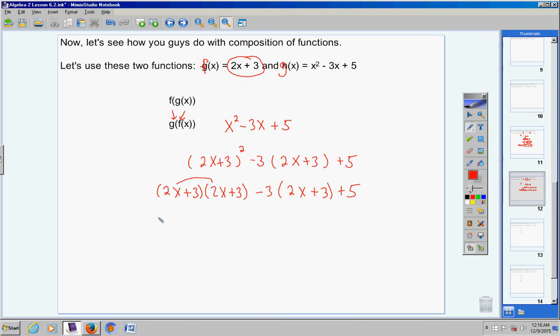2x times 2x, 4x squared, 2x times 3. So I took my 2x, I multiplied it through. Now take your 3 and multiply it through. 3 times 2. 3 times 3. Now we have a negative 3 next to a parentheses. So take your negative 3 and multiply it through. Negative 3 times positive 2. Negative 3 times positive 3. There we go. Then bring down your positive 5.